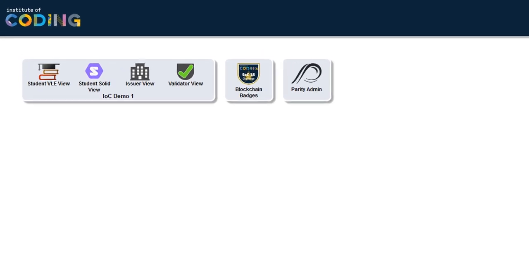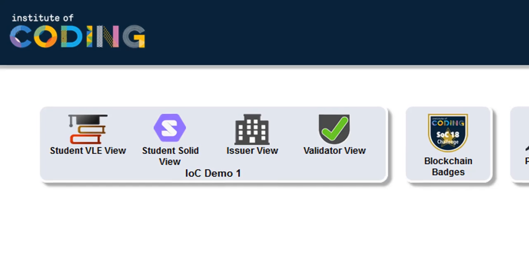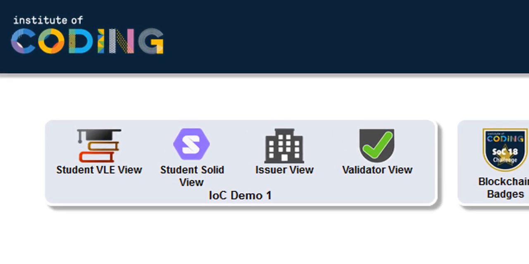For this demo, we have created 4 different views. The Student VLE view, where we are imagining that the student is at a learning institute and using a virtual learning environment. The Student's Solid view, which is an interface where they can interact with their personal data store. The Issuer view, where the institute can manage the badges they have given out and revoke them. And the Validator view, where people like potential employers can upload one of the badges a student has given them and validate it against the blockchain.